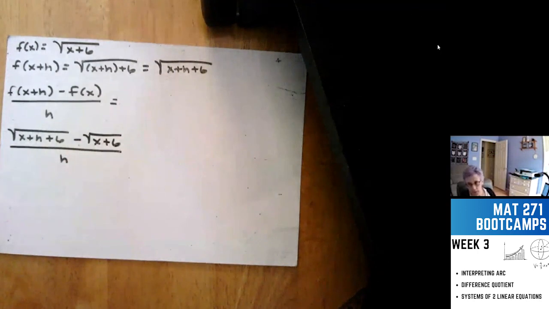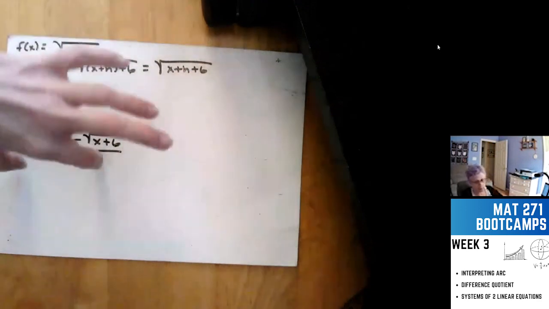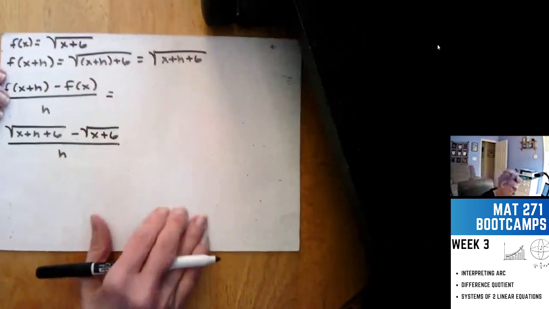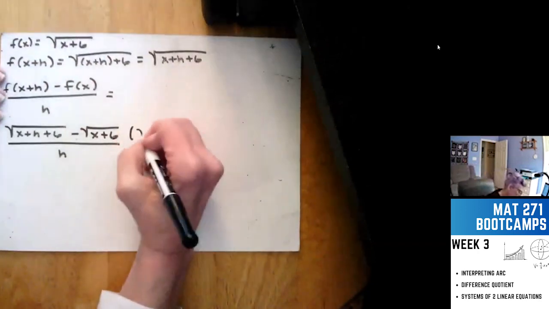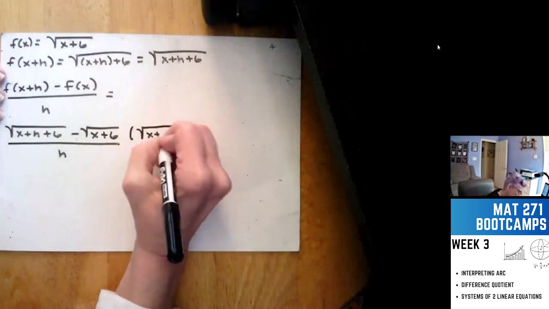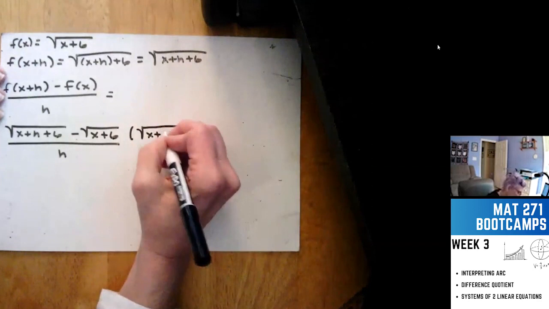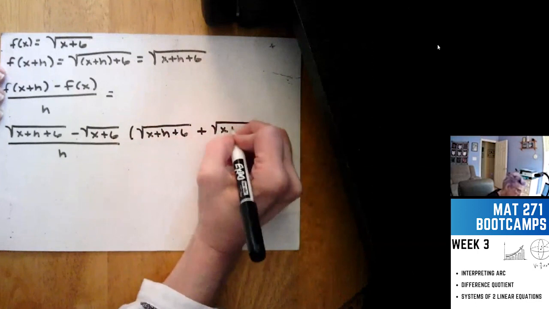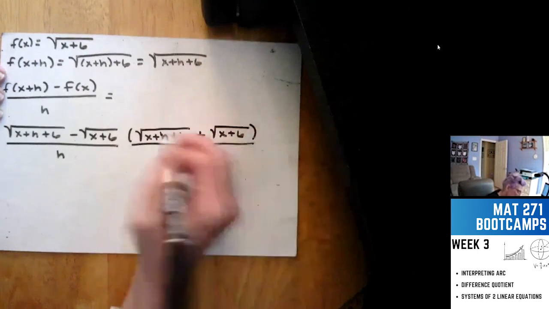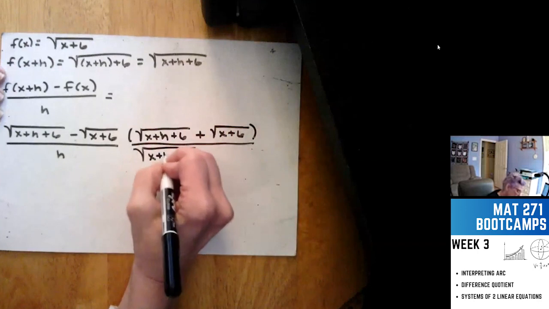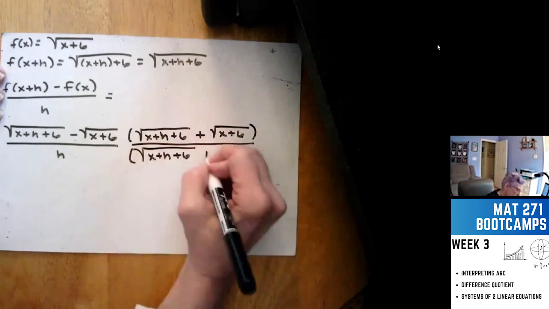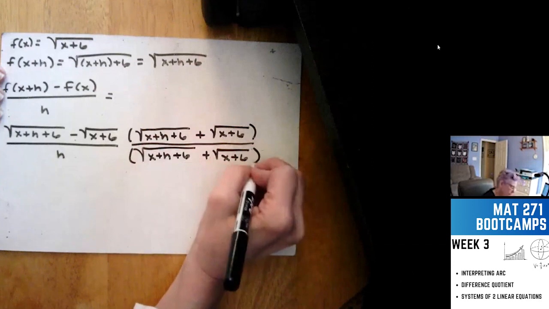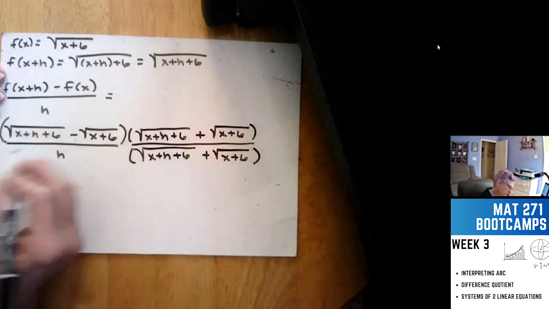Now we need to simplify it because you all know what's coming. You want to take the limit of this thing as h approaches 0. You can't do that right now or the world will explode. So let's multiply by the conjugate, just like we did when we were finding limits before. Square root of x plus h plus 6, plus square root of x plus 6. Put parentheses around there.